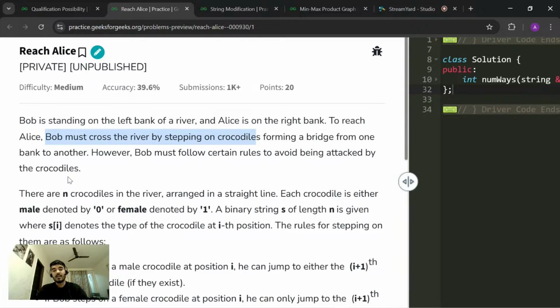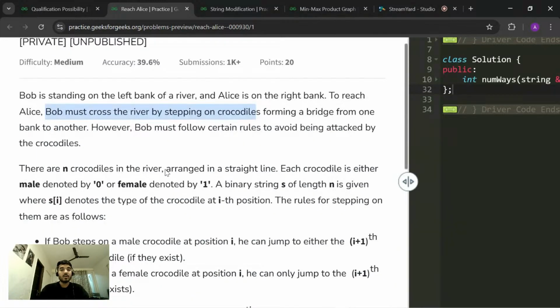There are n crocodiles in the river, arranged in a straight line. Each crocodile is either male, denoted by 0, or female, denoted by 1. A binary string s will be given to you, where s[i] denotes the type of the ith crocodile. If it is 0, then male. If it is 1, then female. And the rules for stepping on them are as follows.